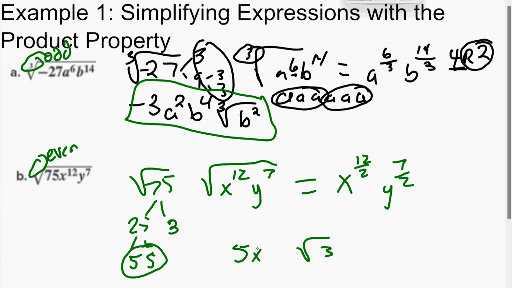So I have a group of 6 with no remainder. And then 7 goes in evenly 3 times, so y to the 3rd, and I have a remainder of 1, correct? So that 1 y would stay in here, y to the 1st.